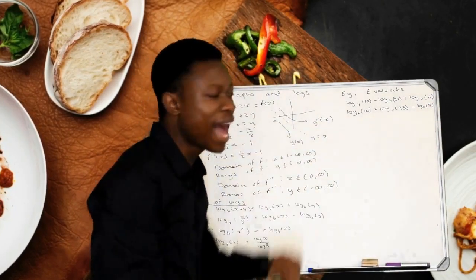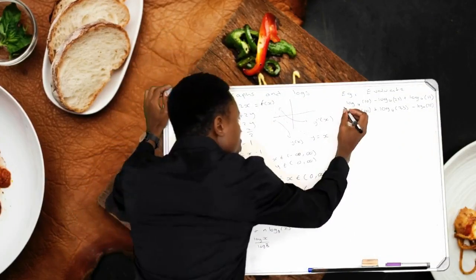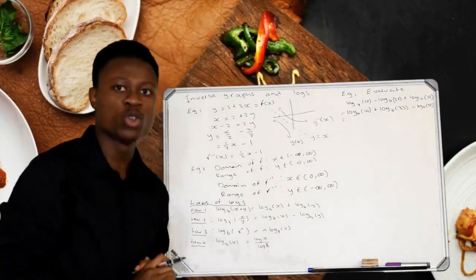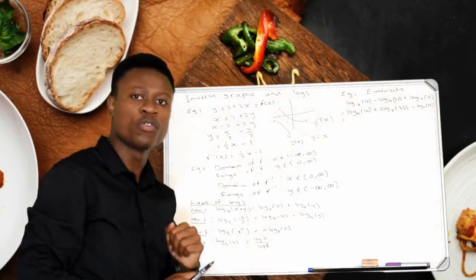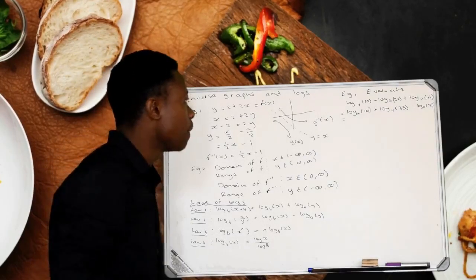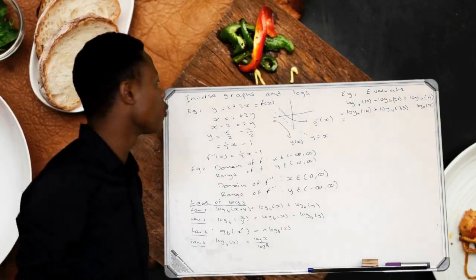Okay, so now this is what my log equals, right? The next step: now I have my pluses next to each other, because that's the law I want to work with first. So log base 4 of 10 plus log base 4 of 33.